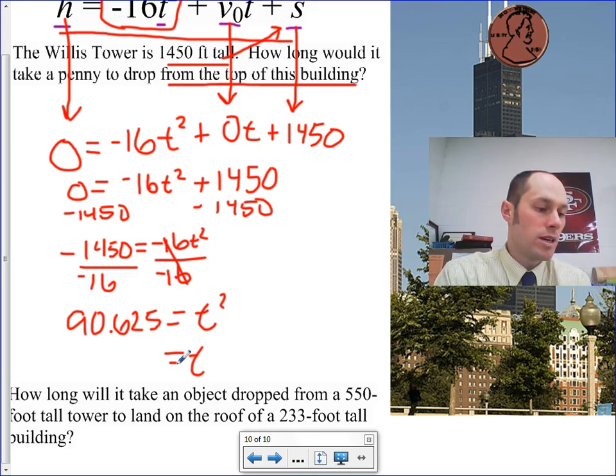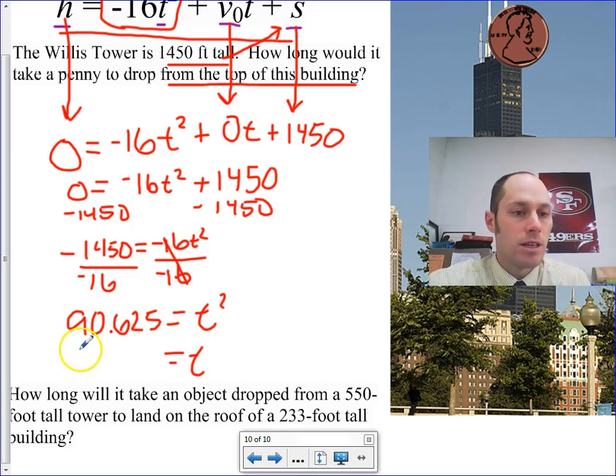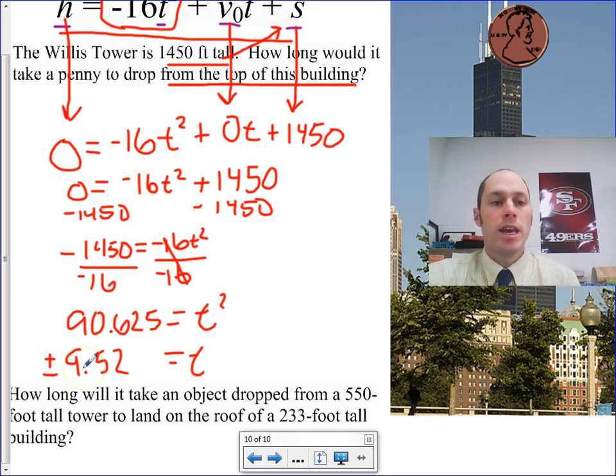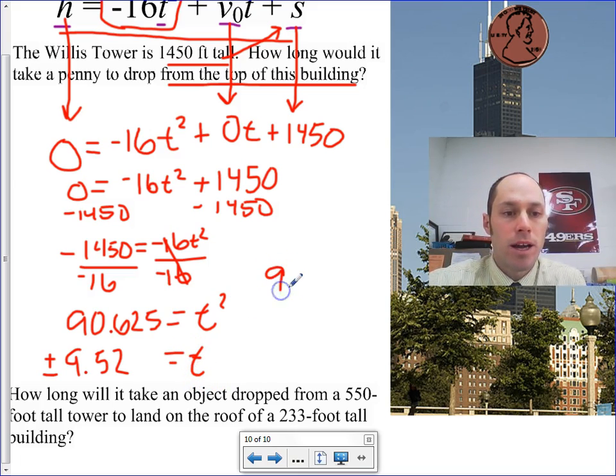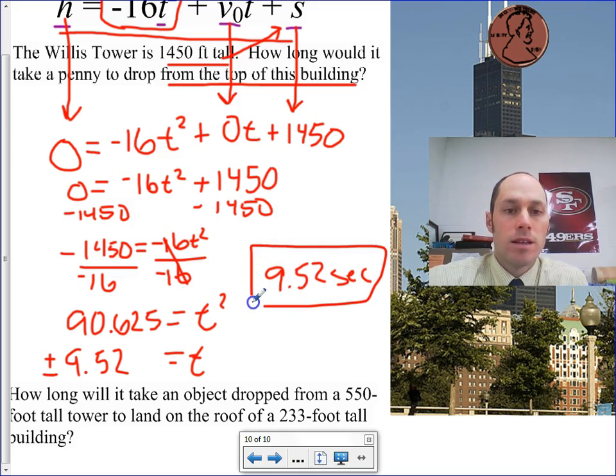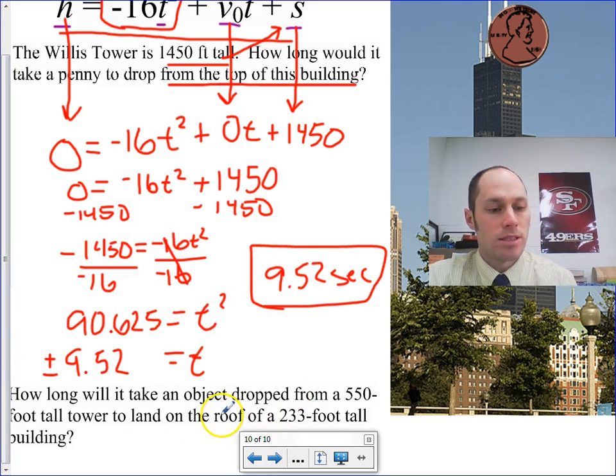So the square root of 90.625 is about plus or minus 9.52. But keep in mind that we can't go backwards in time. At least I can't. Maybe you can. So it'll take about 9.52 seconds to hit the ground. Okay, so why don't you try the second example.